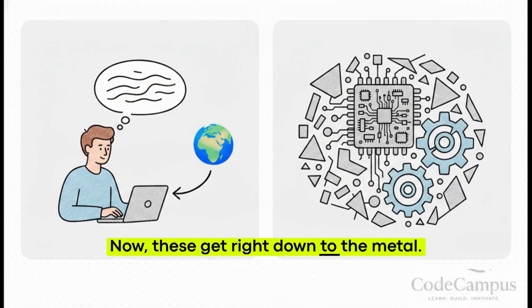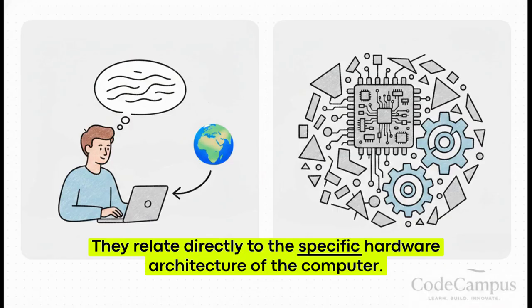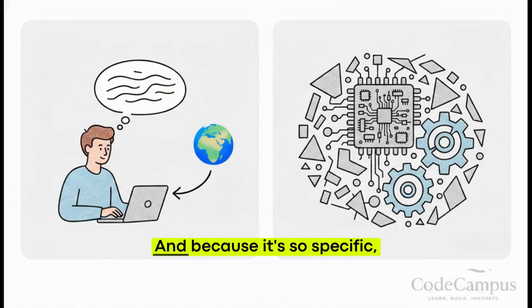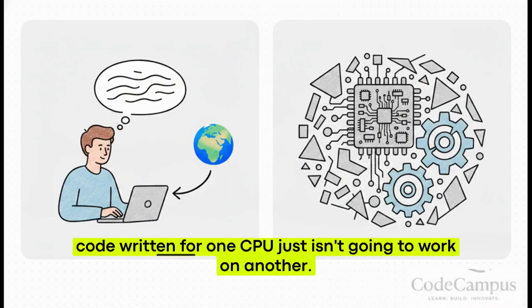Then, on the right, we have low-level languages. Now, these get right down to the metal. They relate directly to the specific hardware architecture of the computer. So instead of nice English statements, you're literally writing in binary or using short memory codes called mnemonics. And because it's so specific, code written for one CPU just isn't going to work on another.